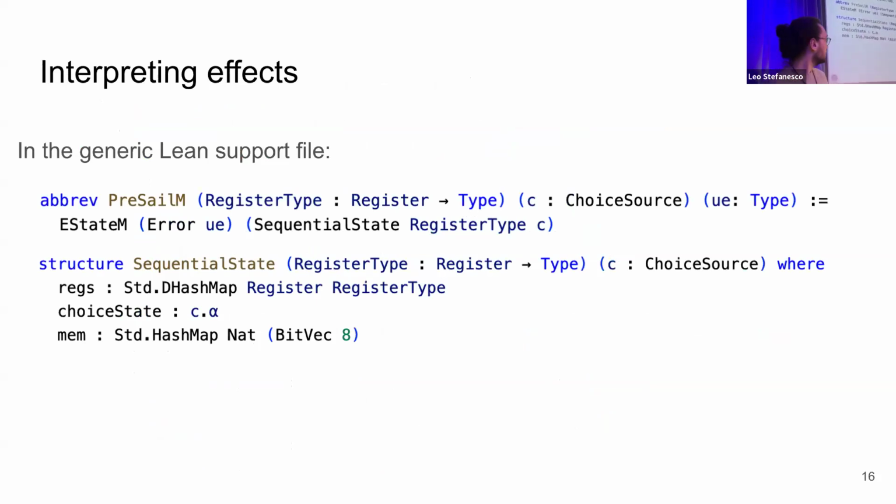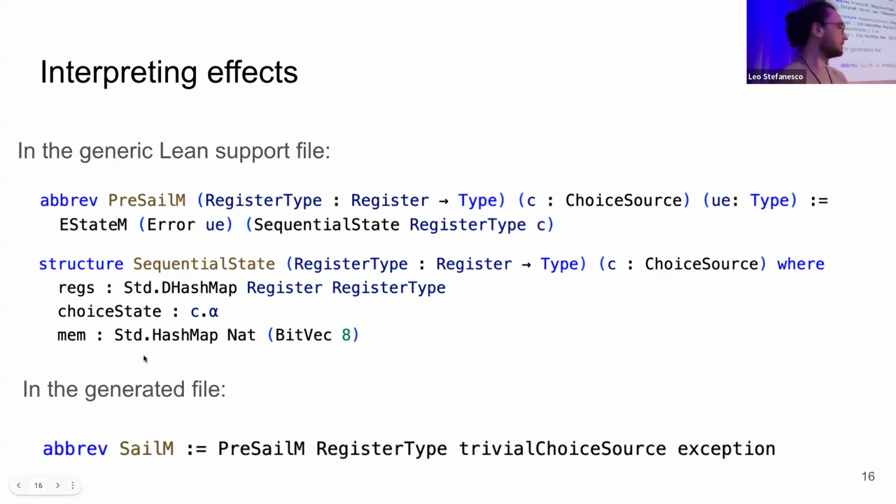And then the last thing we had to do is interpret effects. We have a generic monad that we write once, which we call PreSailM. It's basically an exception monad combined with a state monad. Then there is a sequential state, which contains the registers, which are a dependent hash map, where the type of the register and the contents it has is a parameter. And then we also have the state of the memory. Once we generate for a concrete model, we instantiate this generic monad with the actual register type and exceptions and so on.